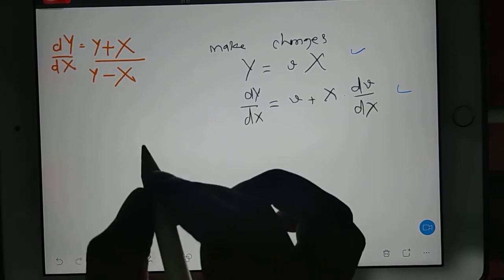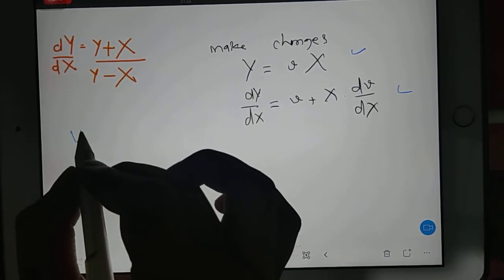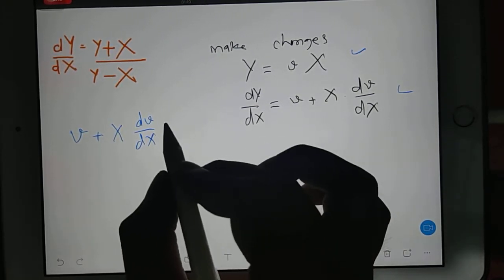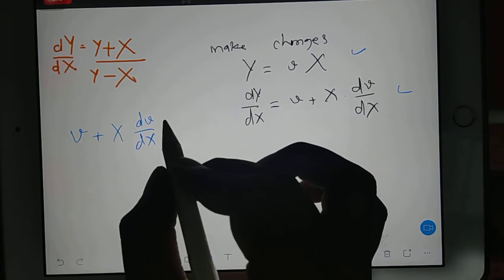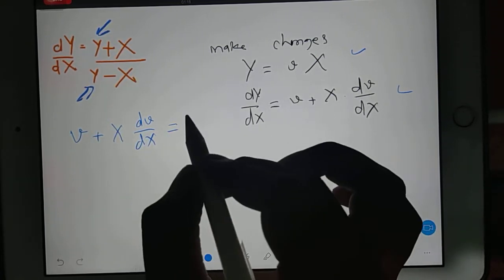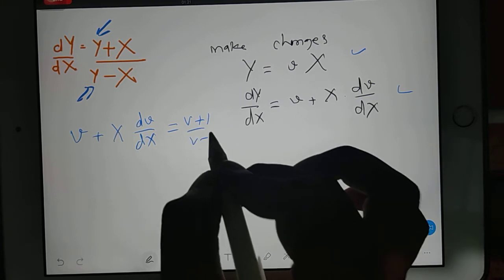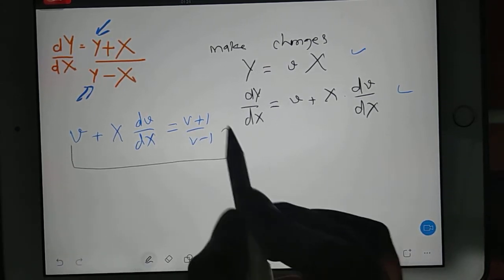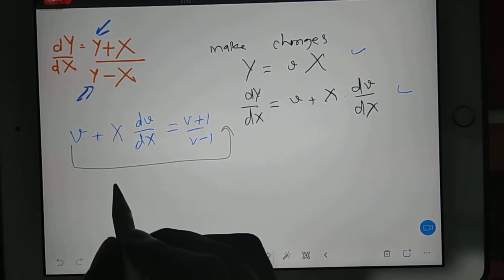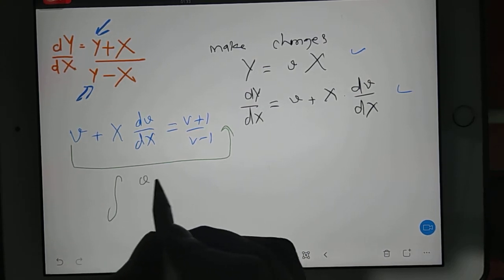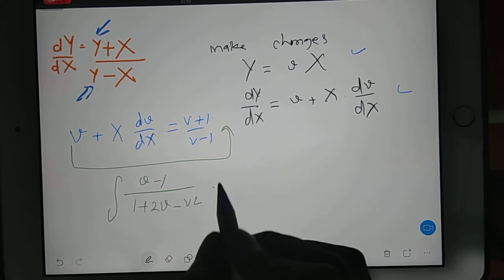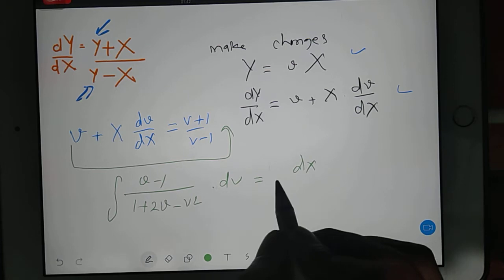So let's make the changes. V plus capital X dV by d capital X is equal to, you see here, when you replace VX, X you can take common and cancel, so (V plus 1) by (V minus 1) will come. After that, send this V this side and take reciprocal and all, so you'll be having your final format, which will look like integration of (V minus 1) divided by (1 plus 2V minus V square) into dV is equal to dX by X.